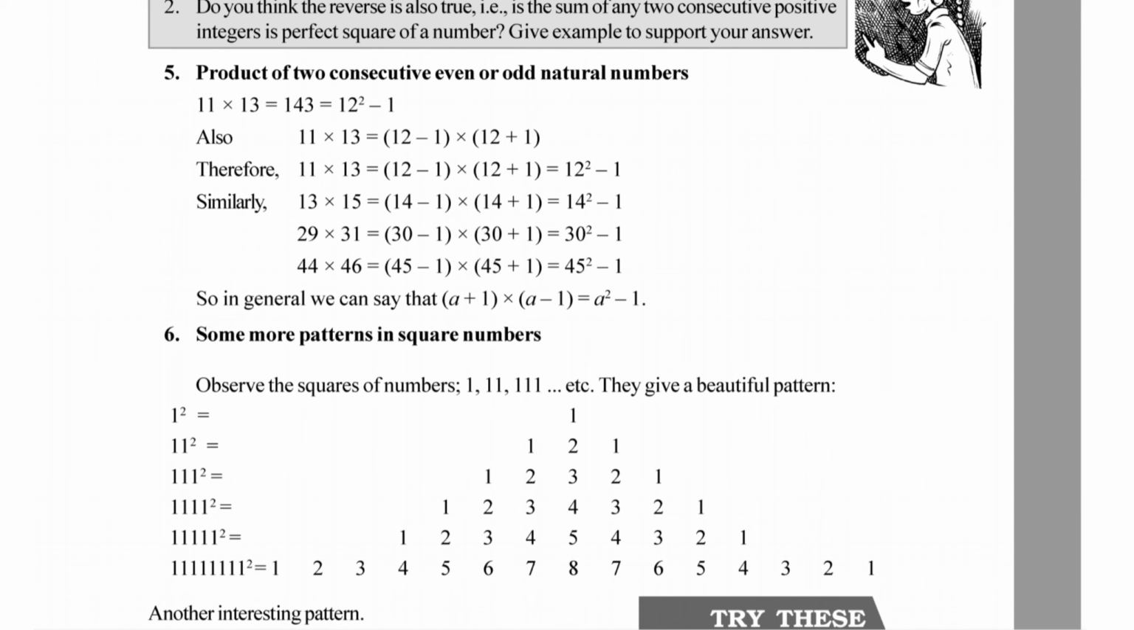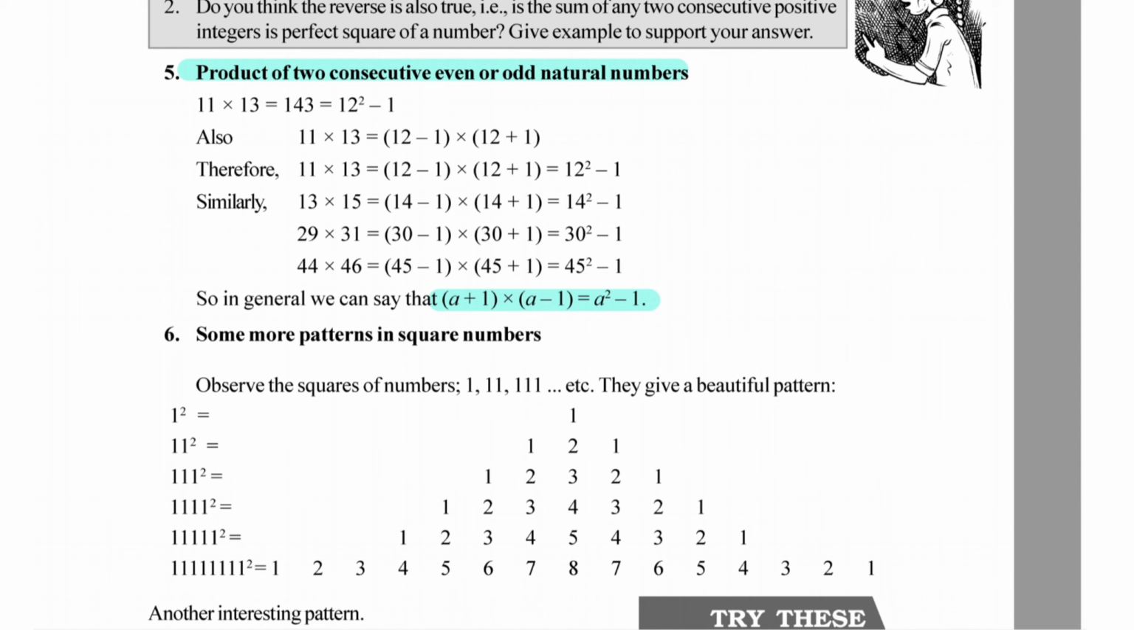Next is the product of two consecutive even or odd natural numbers. Suppose we consider two consecutive even or odd natural numbers. If you are considering odd natural numbers, you have to consider two consecutive odd natural numbers, or if you are considering even numbers, two consecutive even numbers. Then we can write those two odd or even numbers as a plus 1 and a minus 1. So then the product of these two numbers is nothing but a square minus 1.